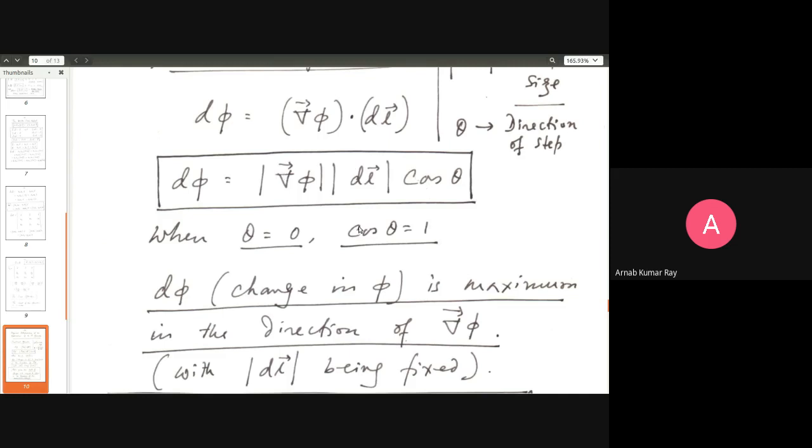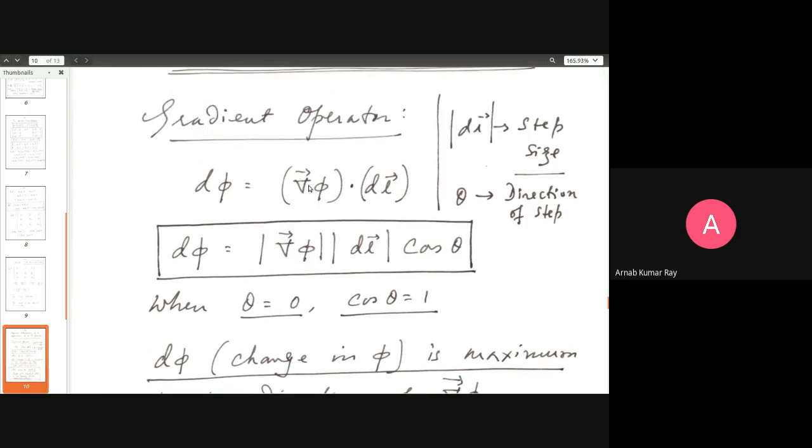So if you take, let's see. So when you say theta is equal to 0, what do I mean by theta is equal to 0? Meaning that these two vectors, gradient of phi, del of phi is a vector. Phi is a scalar, but as soon as you apply the del operator on phi, you get a vector. Del of phi and dl are two vectors. If they're aligned in the same direction, then theta is equal to 0. But if they're aligned in the same direction, then basically it means that you are taking a step. Your step size is dl. You're taking the step in the direction of del phi. That is what it means.